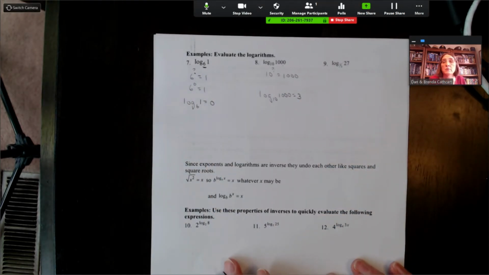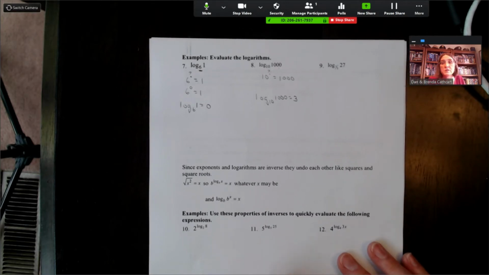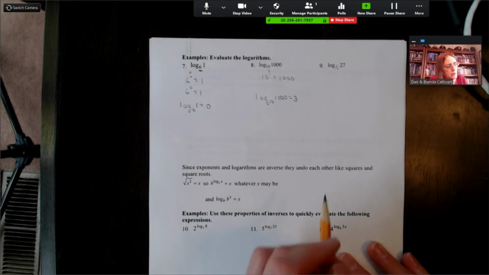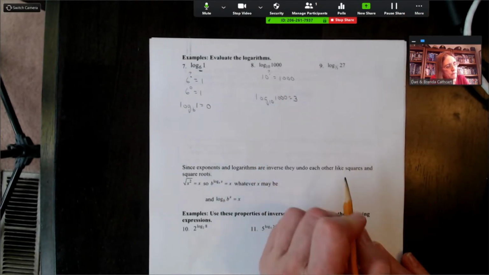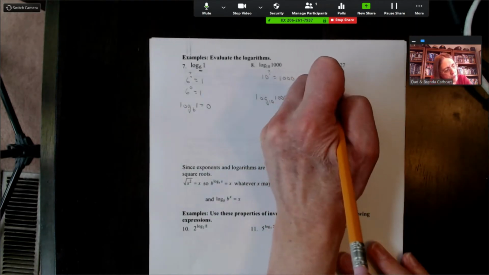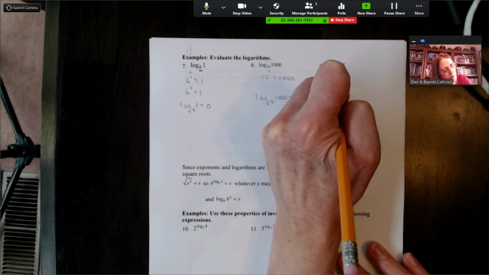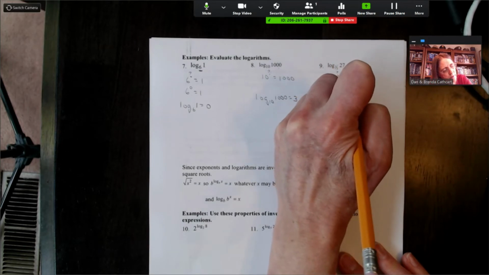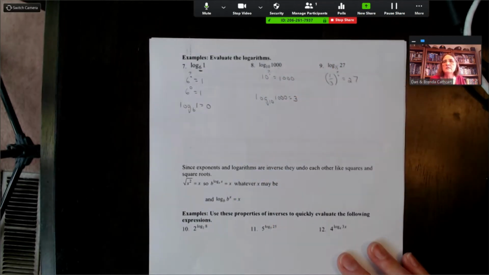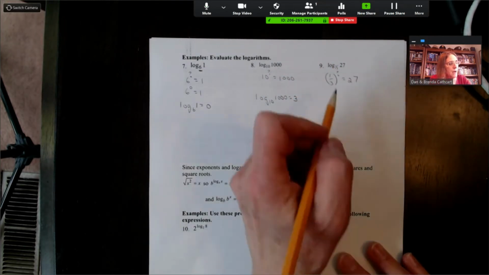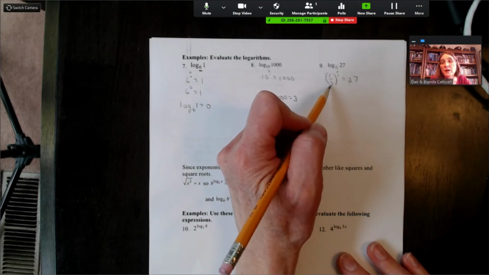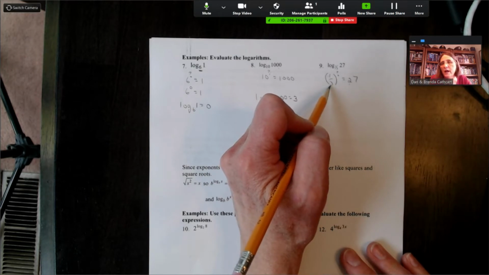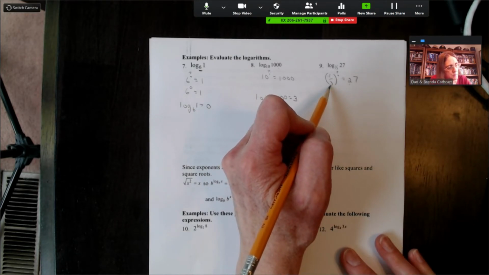Now, answers to logarithms can be negative numbers. We're going to have a situation in number 9 where our answer, our exponent, is negative. So we want to find the value of log base 1/3 of 27. I'm going to think mentally: 1/3 raised to some power has to be 27. Well, I'm going from a fraction to a whole number, so I know that I need to have this flipped upside down. So it's going to have to be a negative exponent.